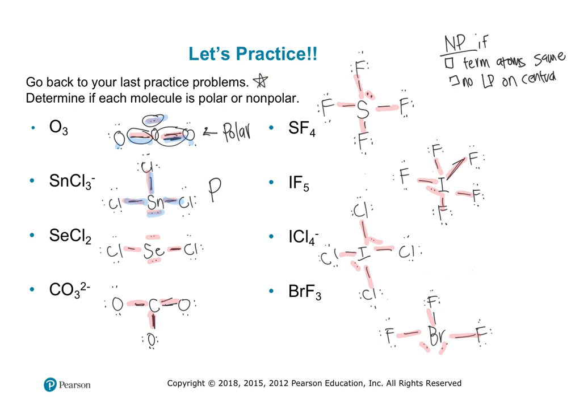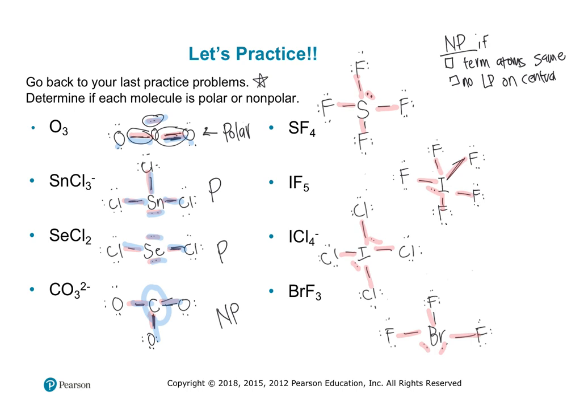Looking at selenium dichloride, the two terminal atoms, chlorine, are the same, but we have two lone pairs, so this is actually similar to water. This is tetrahedral bent, so it is also polar. Now for the carbonate ion, again we look at the terminal atoms. They are all the same. There are no lone pairs on our carbon atom, so we can say that this ion is nonpolar.